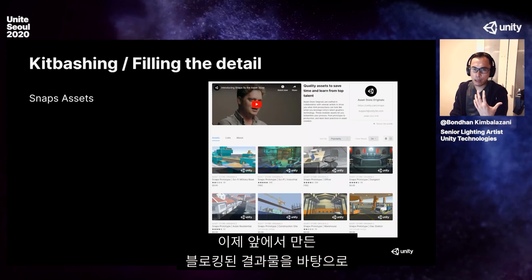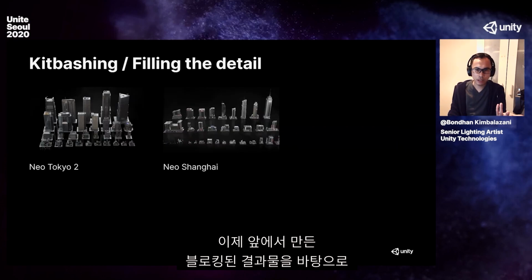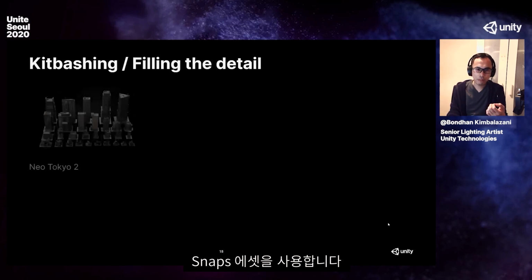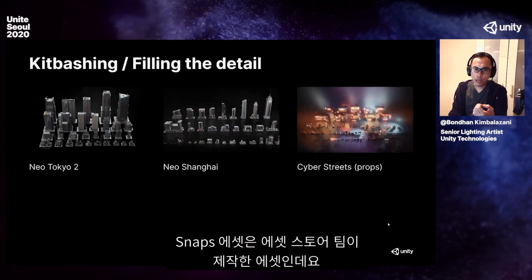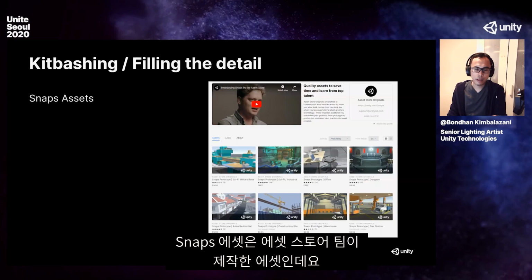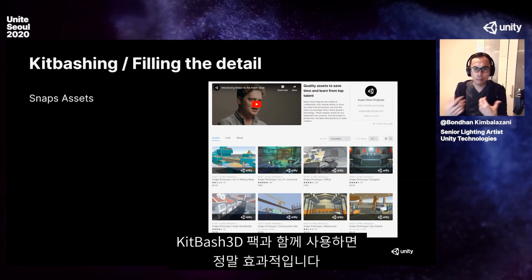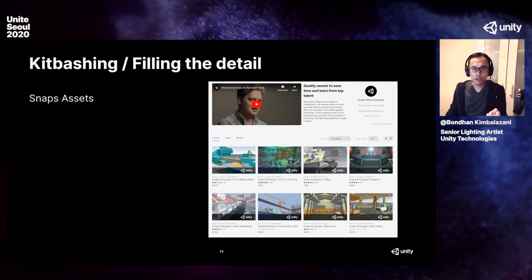Also, as I mentioned in the previous block out, in this one we use the Snaps assets. Snaps assets are assets that were originally created by the Asset Store team. There are several different themes in it, and they look great. And it works really well when we combine them with the Kitbash3D packs. So go ahead and check them out.